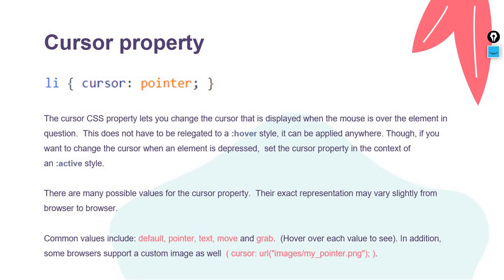Though if you want to change the cursor when an element is depressed, set the cursor property in the context of an active style. There are many possible values for the cursor property. Their exact representation may vary slightly from browser to browser. Common values include default, pointer, text, move, and grab. In addition, some browsers support a custom image as well.